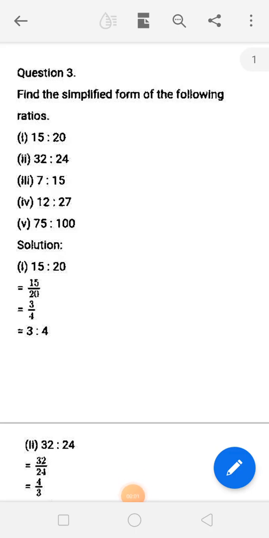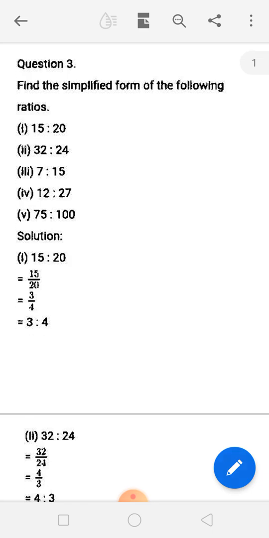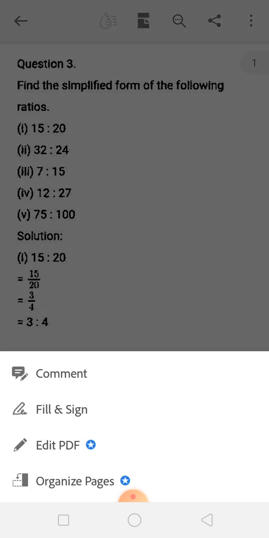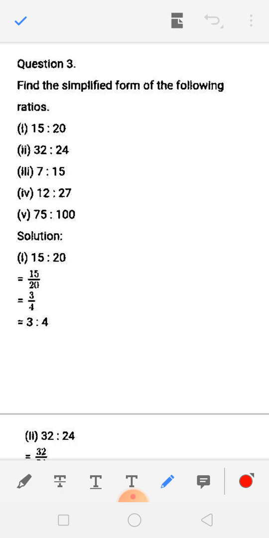Okay, exercise 3.1, third sum. Find the simplified form of the following ratios. So first of all, how are we supposed to find a ratio? Look at here. There are two numbers. So this is called ratio.